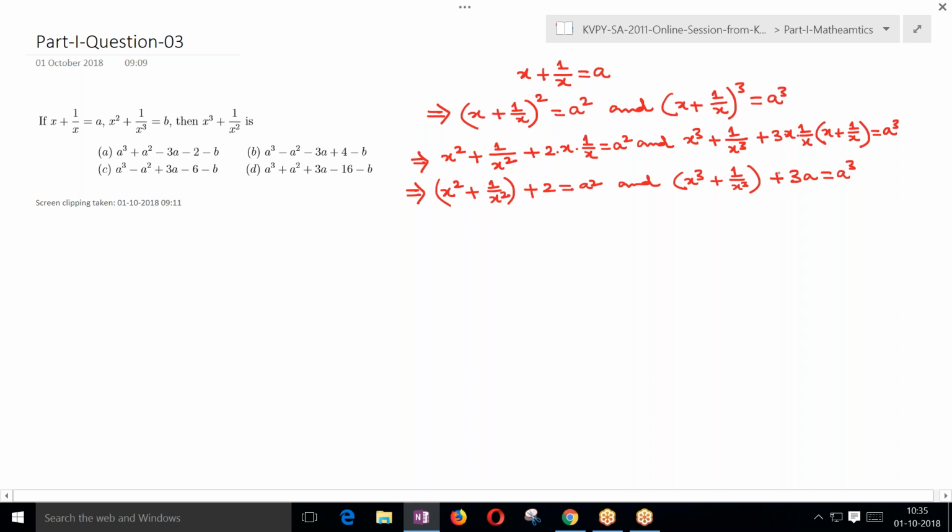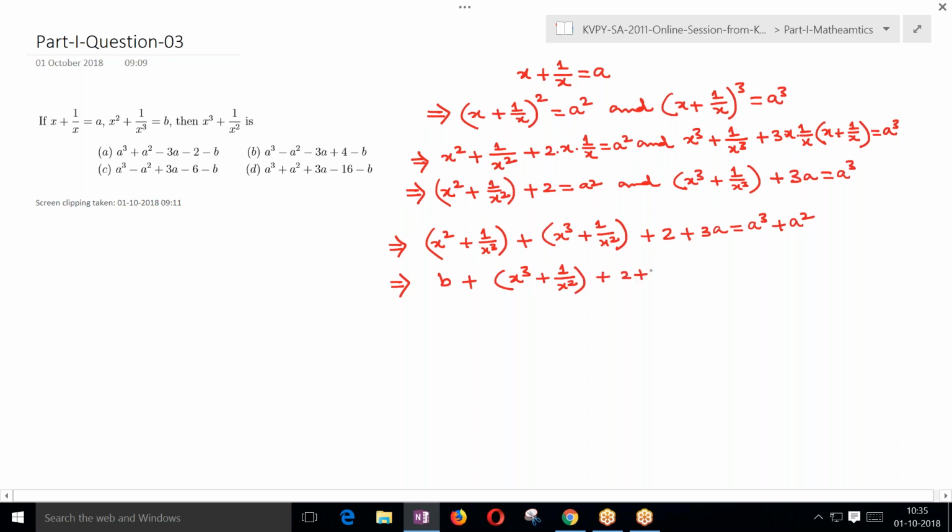Now let us add these two. If we add these two, then what we'll get is that we can write x square plus 1 by x cube plus x cube plus 1 by x square plus 2 plus 3a is equal to a cube plus a square. Now according to the question, it is given that x square plus 1 by x cube is equal to b. So b plus x cube plus 1 by x square plus 2 plus 3a is equal to a cube plus a square.